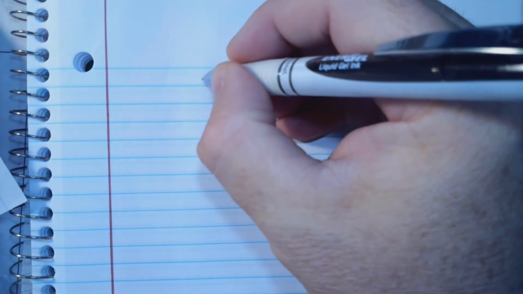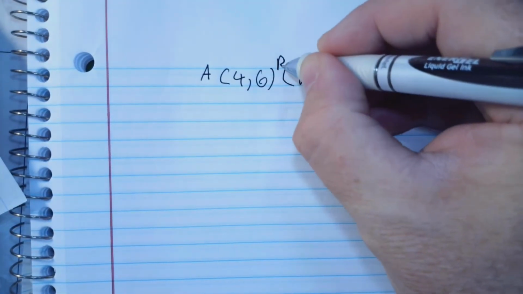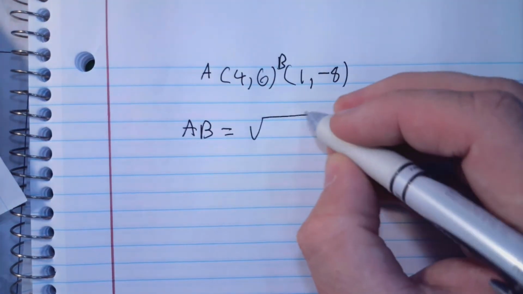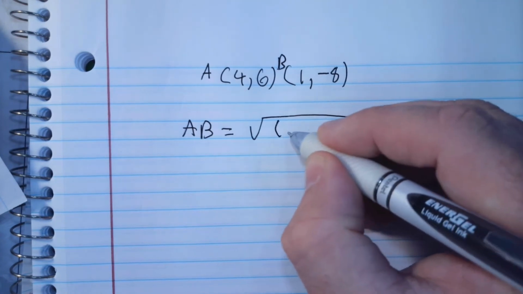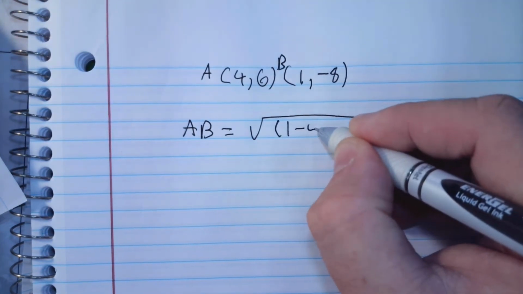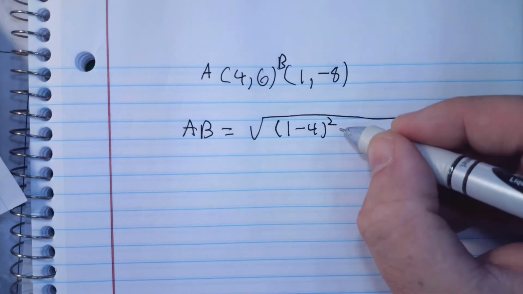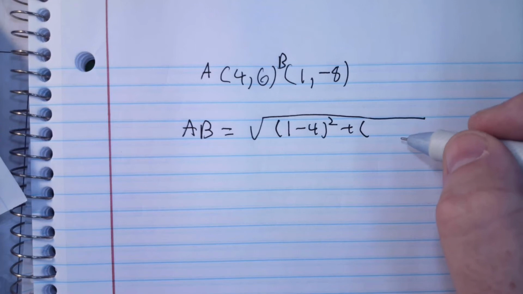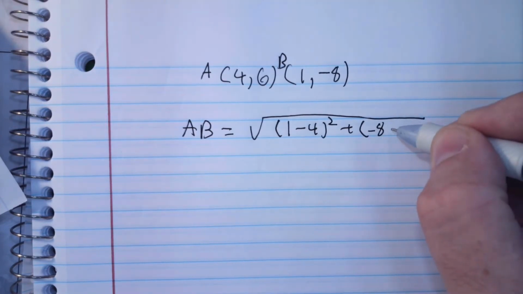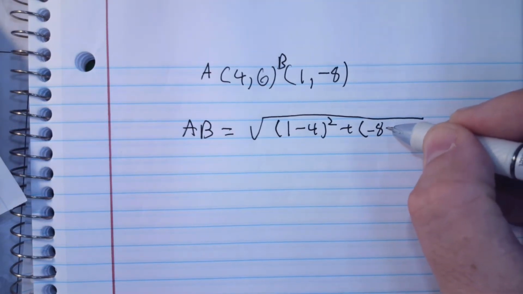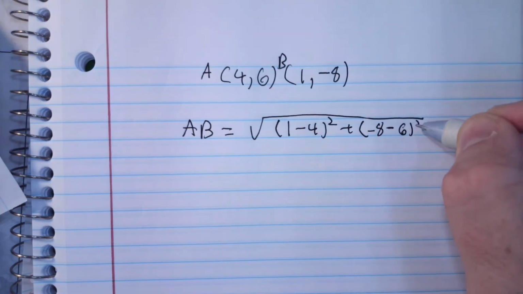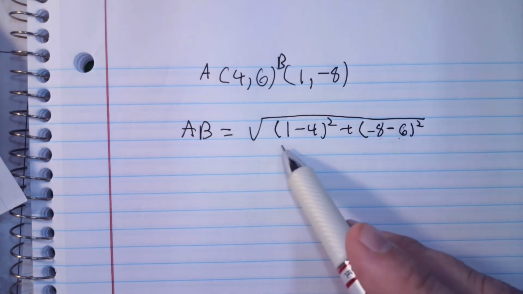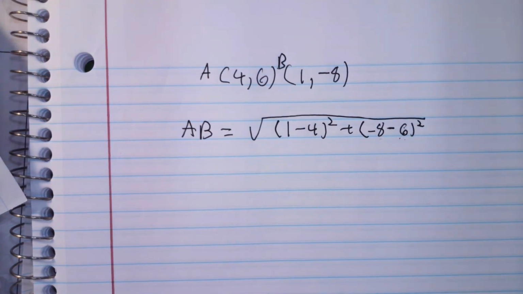I'll call this point A, and we'll call this point B. So the distance between A and B is going to be 1 minus 4 squared, plus, and I'm going to put this in the calculator all the way so you can see how you can do it, negative 8 minus 6 squared. These are my y's, right? 8 and 6. These are my x's. See if you can get it right.